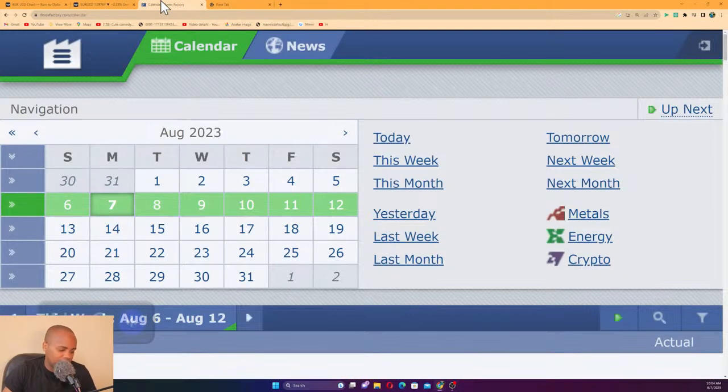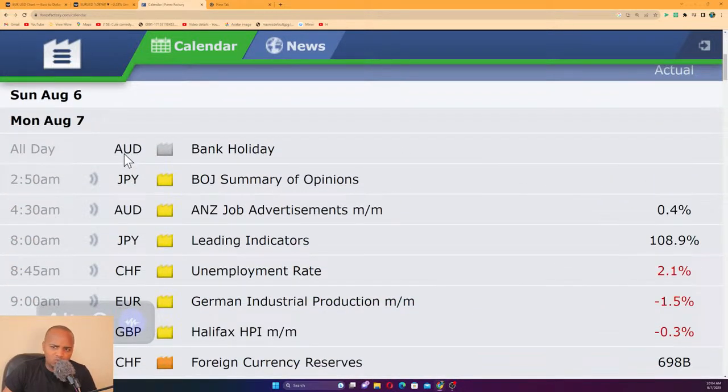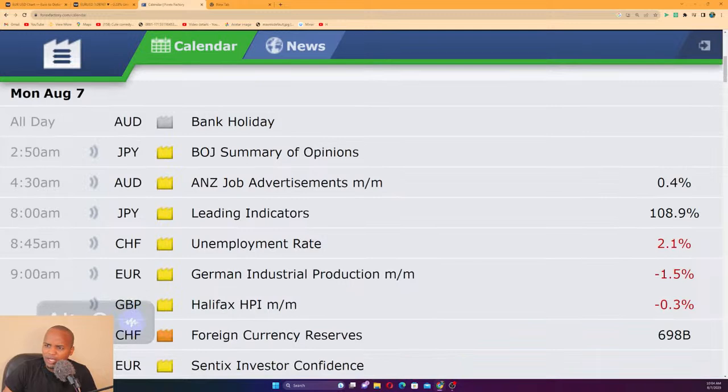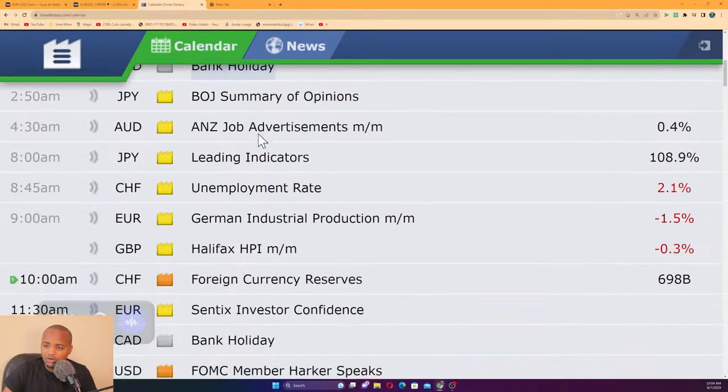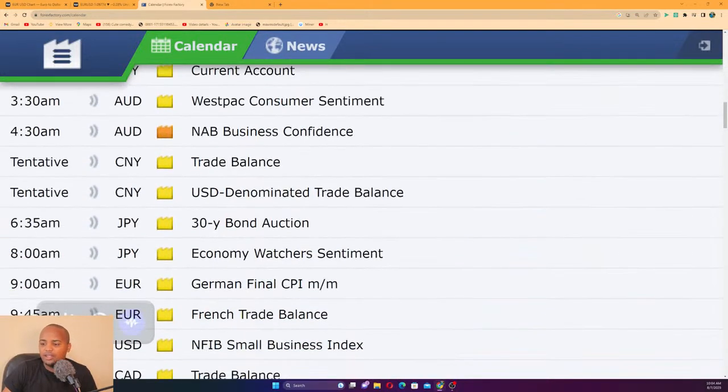If you check my calendar today, which is Monday, you can see we have the Australian dollar with a bank holiday, and Canada also has a bank holiday. So in case you are trading, you have to know about the bank holiday, because you may not get exactly the movement you expect.